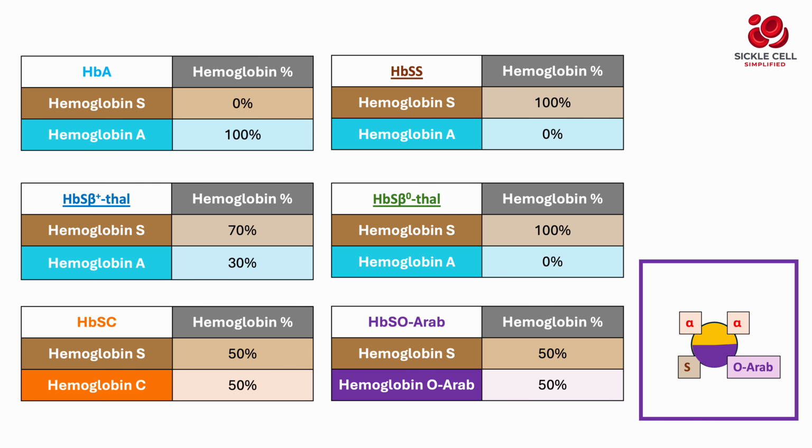And lastly is the hemoglobin SO-Arab. We still have our 2 alpha chains, and then we have an S from one parent and an O-Arab gene from the other parent. Here, the patients are going to make 50% hemoglobin S and 50% hemoglobin O-Arab.